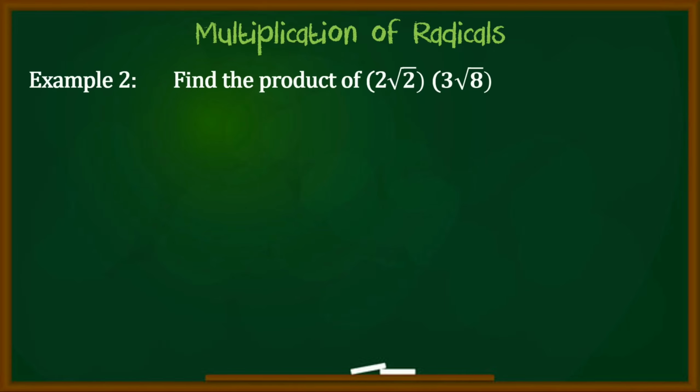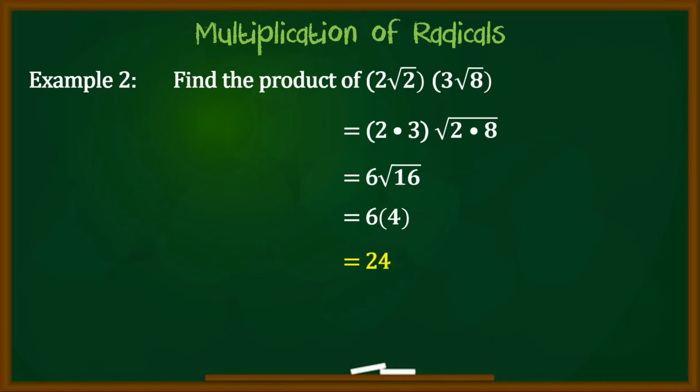Example number 2. Find the product of 2 square root of 2 and 3 square root of 8. First, we multiply both the coefficients and then both the radicands. So 2 times 3, we have 6. We have the radicands 2 times 8, 16. Therefore, we have square root of 16. Now, extracting the square root of 16, we have 4. So 6 times 4, the answer is 24.